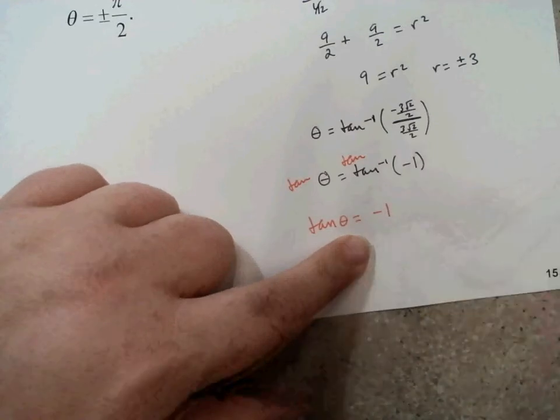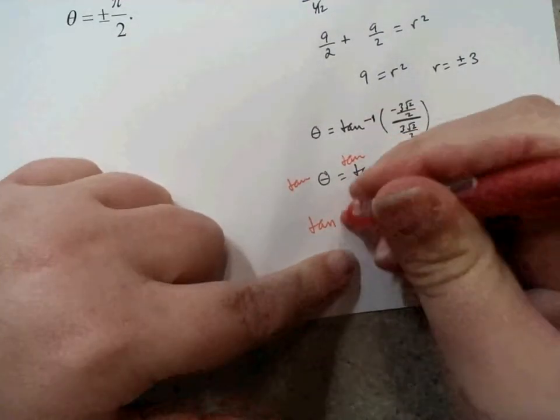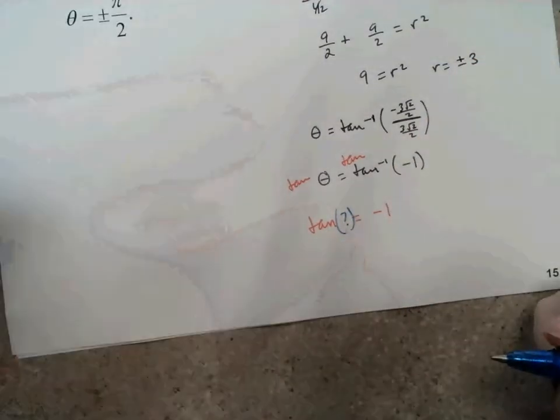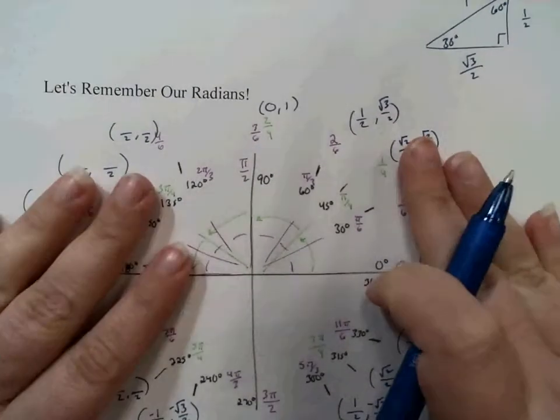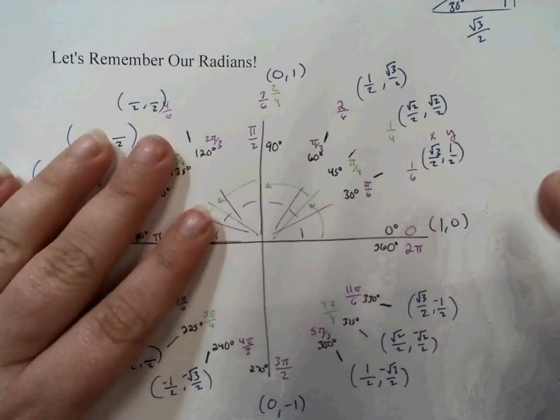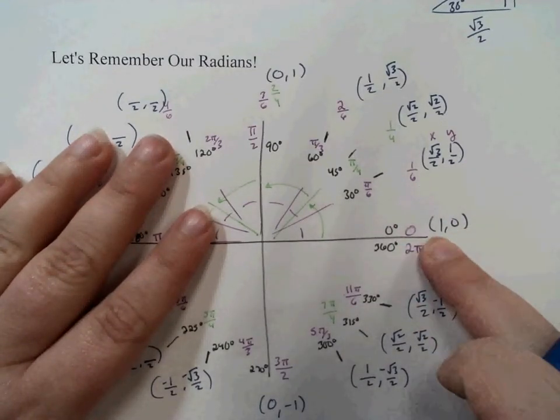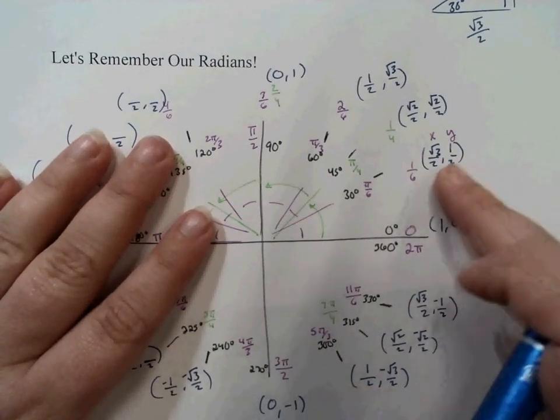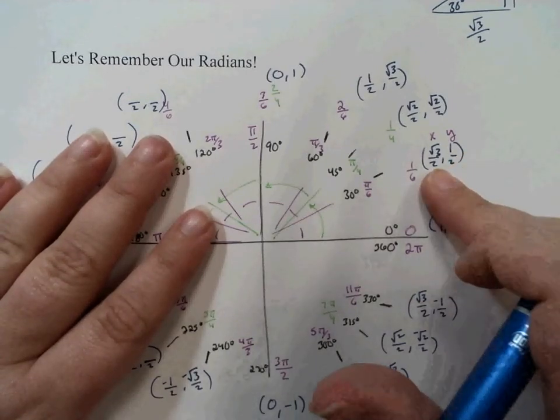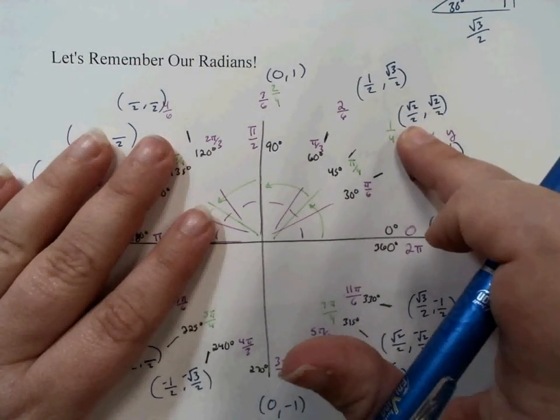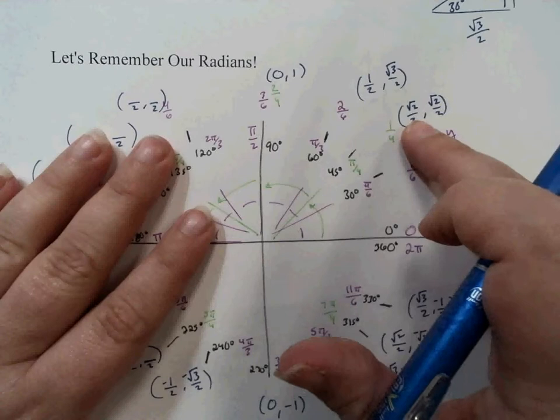Tangent of what angle is negative 1? So this is what we're trying to find. So we go in here, right? And we look at this and we say, okay, well, I know that tangent is the y over the x. 0 divided by 1 is 0. 1 half divided by the square root of 3 over 2 is 1 over root 3 or root 3 over 3, right? Square root of 2 over 2 divided by square root of 2 over 2 is 1.